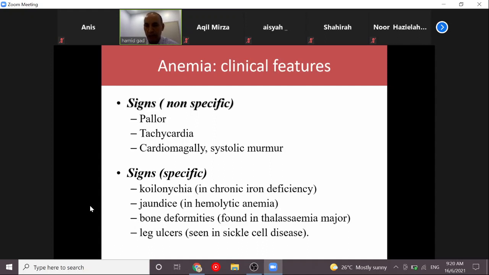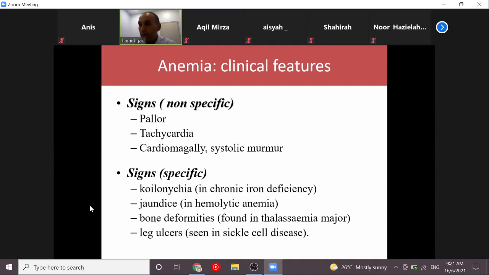If it is chronic, meaning a long time, there are changes in the skin, in the hair, and in the nails. In the nails, they might become spoon-shaped. They call it koilonychia. So koilonychia is a specific sign related to iron deficiency anemia.